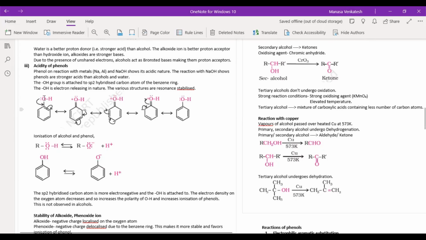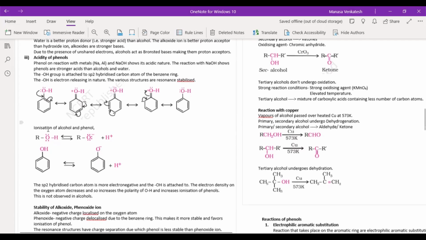And remember, resonance stabilization shows that the negative charge is present at the ortho and the para position because OH is an electron releasing group. I'm sorry, I shouldn't have used the word electron donor. It's an electron releasing group, and because of that, the ortho and the para position become electron rich.